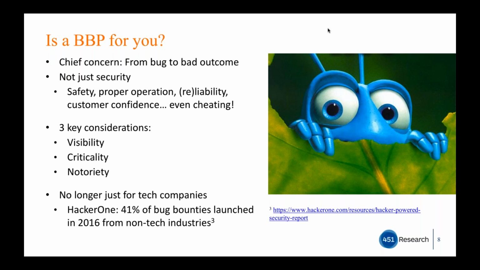Do you or your technology have the visibility that would warrant, on the one hand, the attention of the hacker community to your technology, and on the other hand, the reflection on your public image, on your brand, that is connected directly to how you handle these issues once they're discovered? What's the criticality of your technology? What's the criticality to your business?